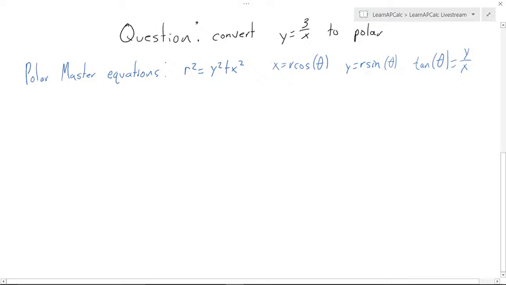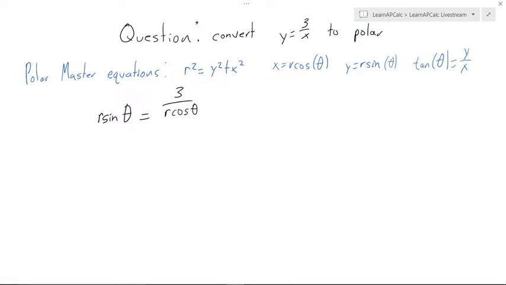So we're just going to substitute r sine theta for y here on the left. R sine theta equals 3 over r cosine theta. However, perhaps you would want to simplify this. I'm not sure, but I'll do it anyway.